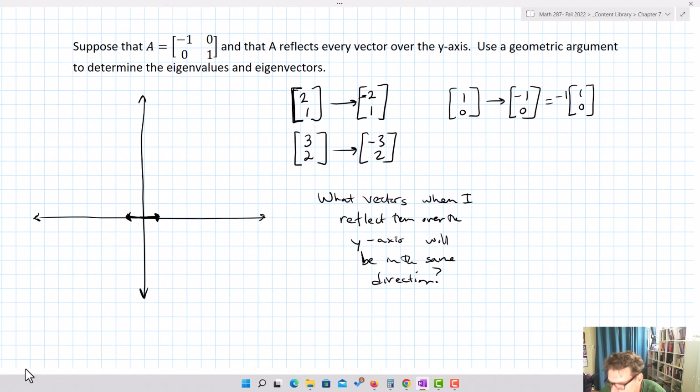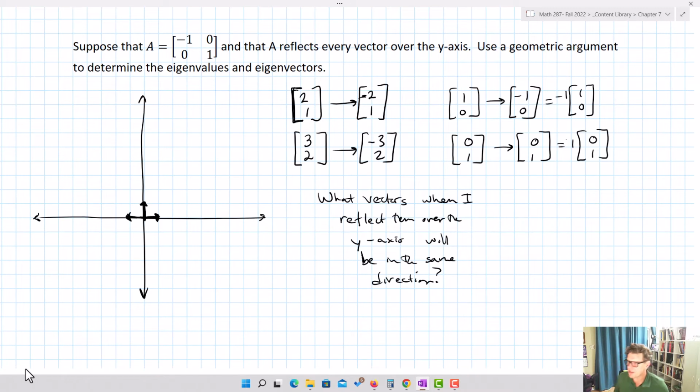The other one is a little bit more tricky. So let's see if (0, 1) actually does it too. So (0, 1), notice, is on the y-axis. So (0, 1) is actually going to go to (0, 1). It's not going to reflect at all. So it is equal to 1 times (0, 1). And so that ends up being my other eigenvalue.